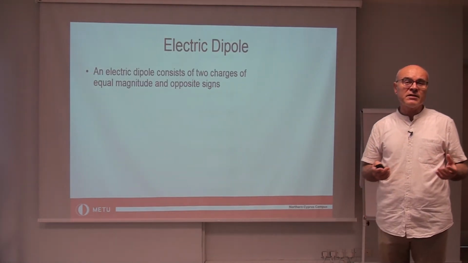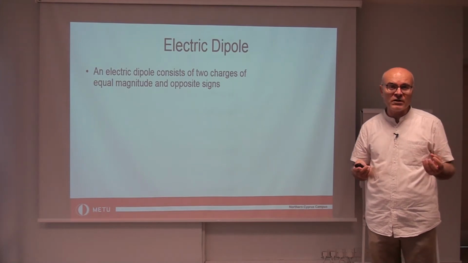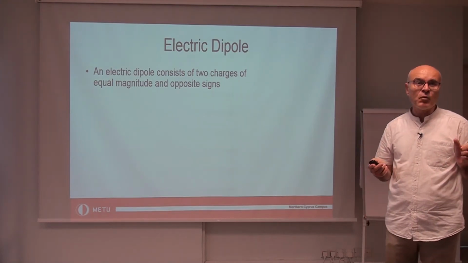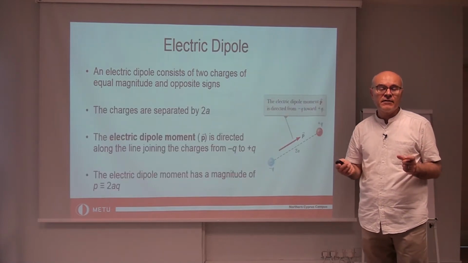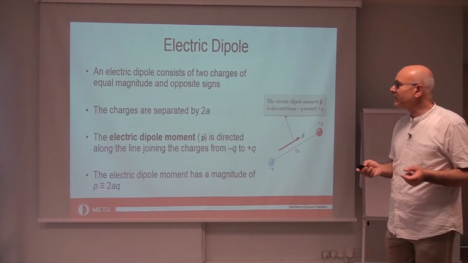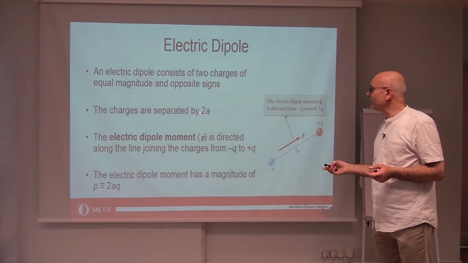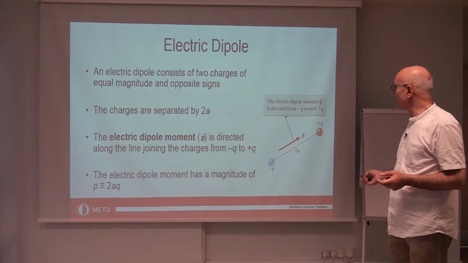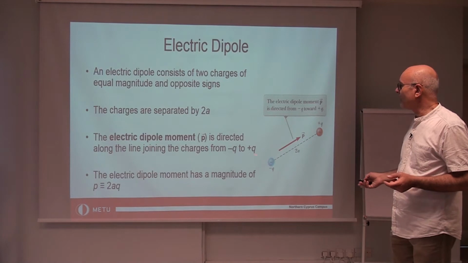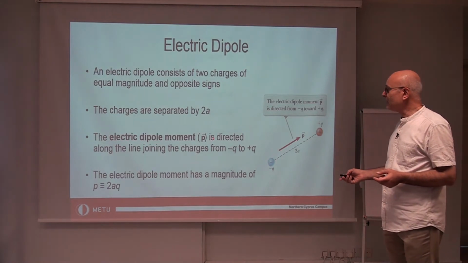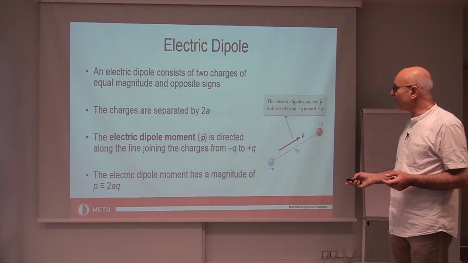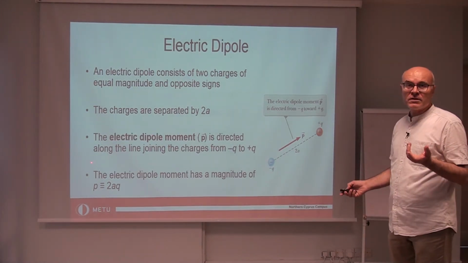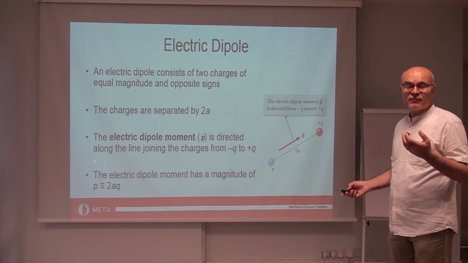It's just a system consisting of two equal and oppositely charged point charges. So we have two point charges, equal and opposite, and they have this separation between them which is equal to 2a. Now we define a quantity which is called the electric dipole moment, and it's a vector. This is of course something of convenience for us.